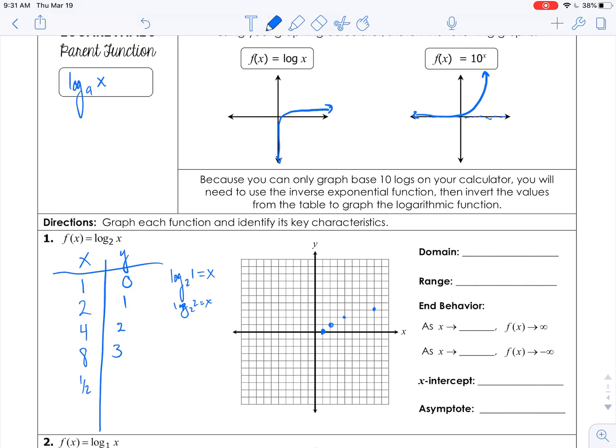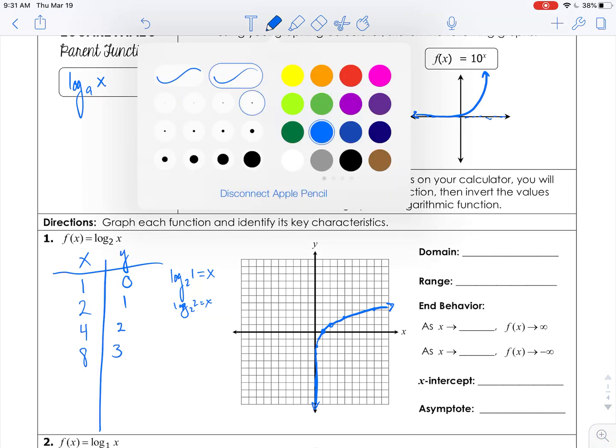And if you wanted to, you could go 2 to the 1/2 would be a -1, 2 to the 1/4 would be a -2, 2 to the 1/8 would be a -3. And what you can see here is this graph is kind of hugging the y-axis.